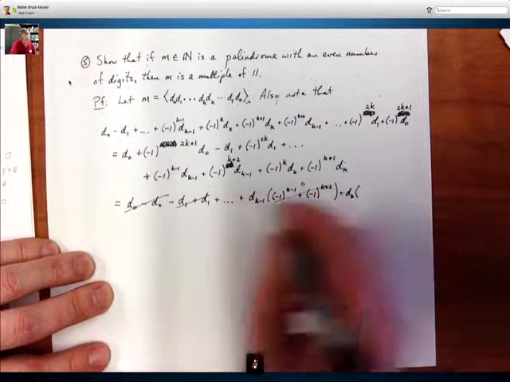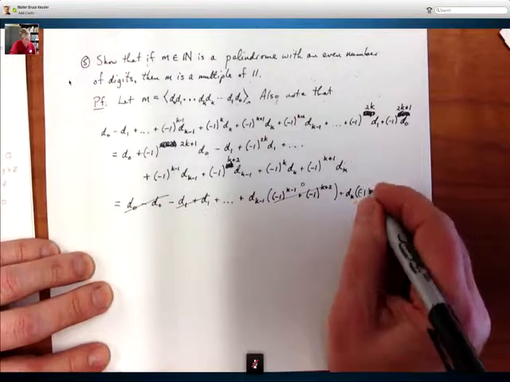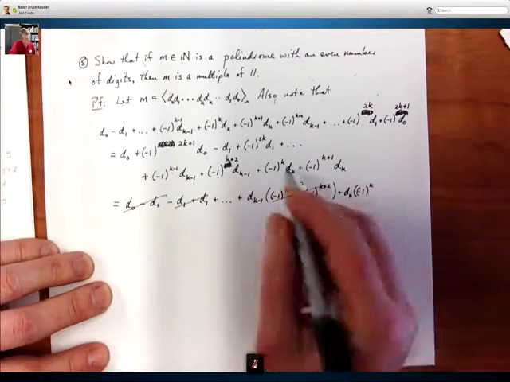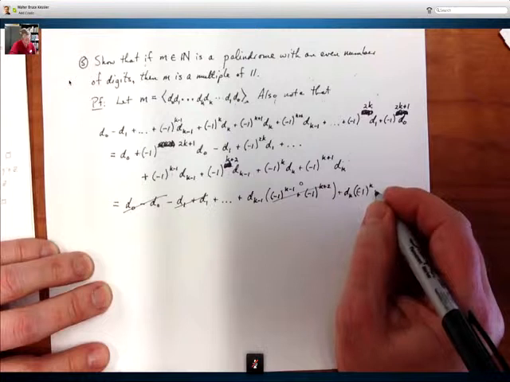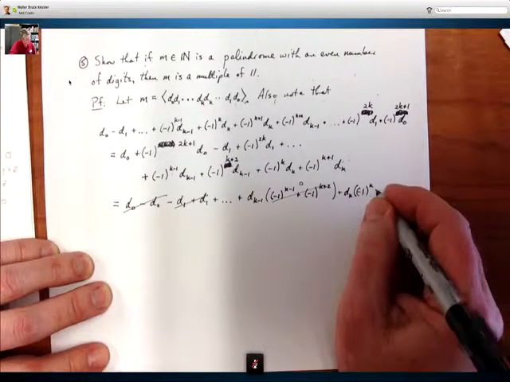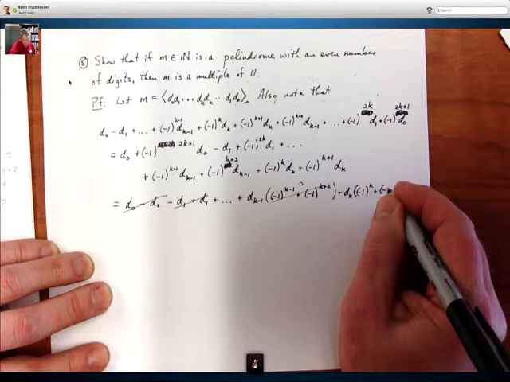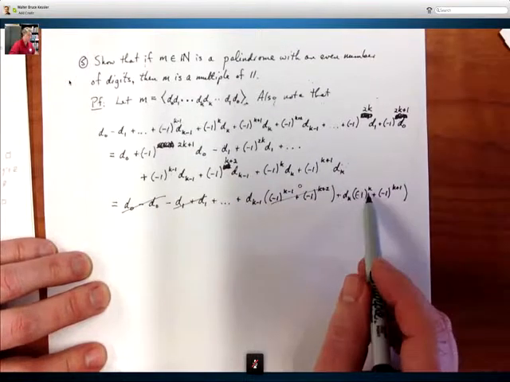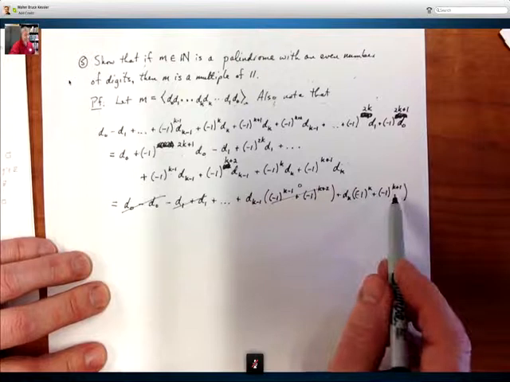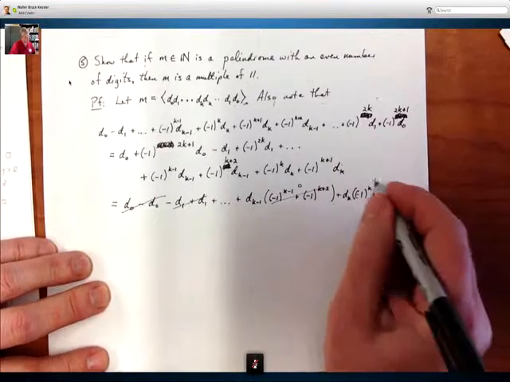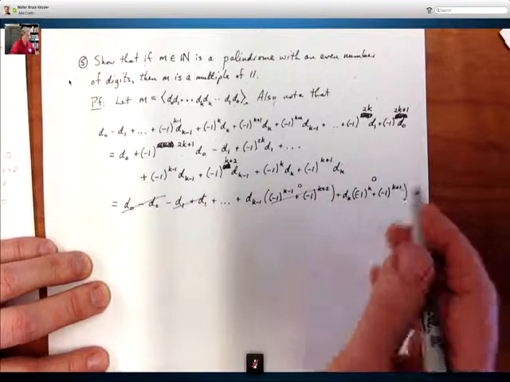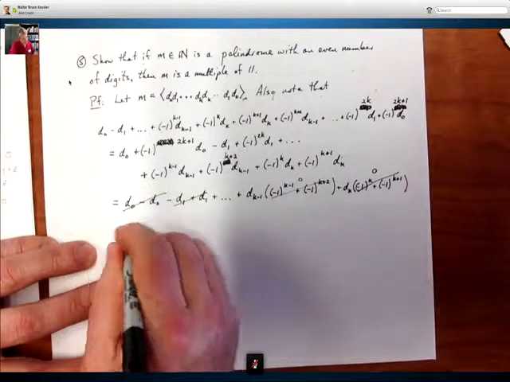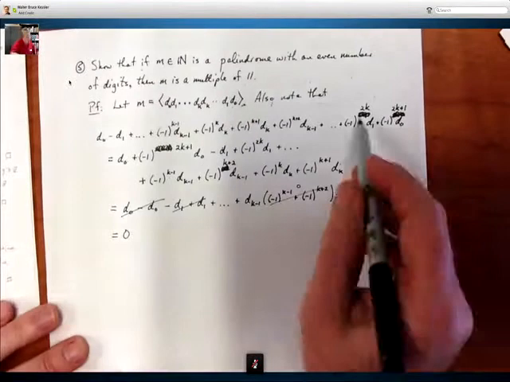And then plus d sub k. And here we've got -1 to the k plus -1 to k plus 1. So same argument, right? Even or odd, it doesn't matter. This one's the other one. And so one is 1 and one's a -1. They cancel each other out. So this equals 0.